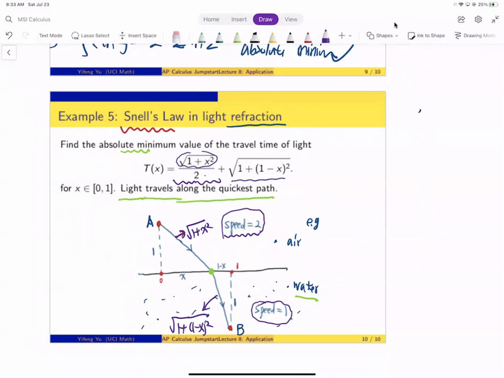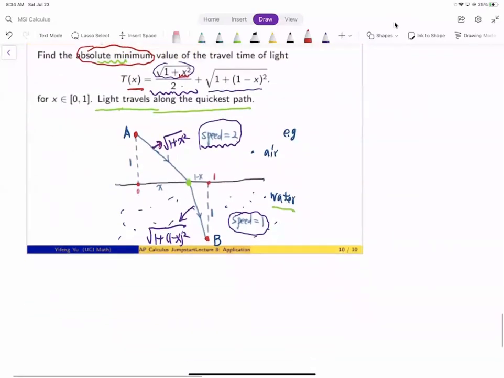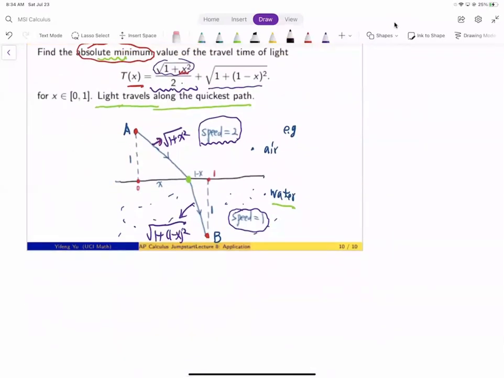Now, in order to determine where the light chooses to enter the water, we need to find the x. We need to find the x so that this travel time attains the absolute minimum. Okay, so let's apply the algorithm. We just find the critical point, right? We know it's somewhere between 0 and 1, so we don't check the endpoints.